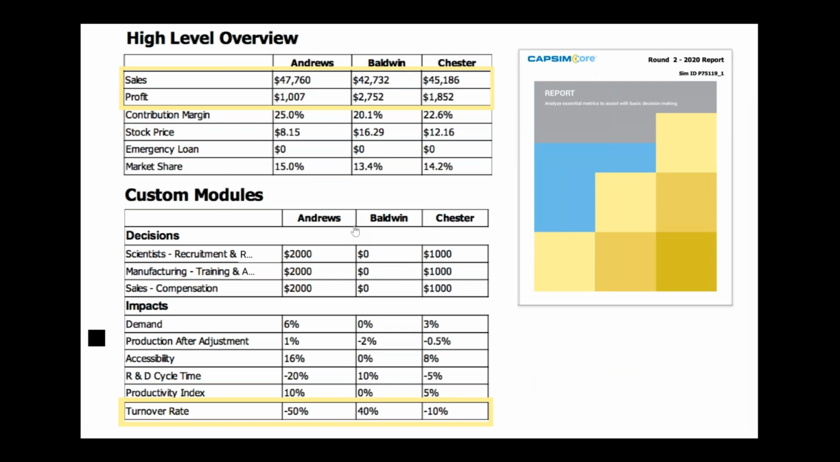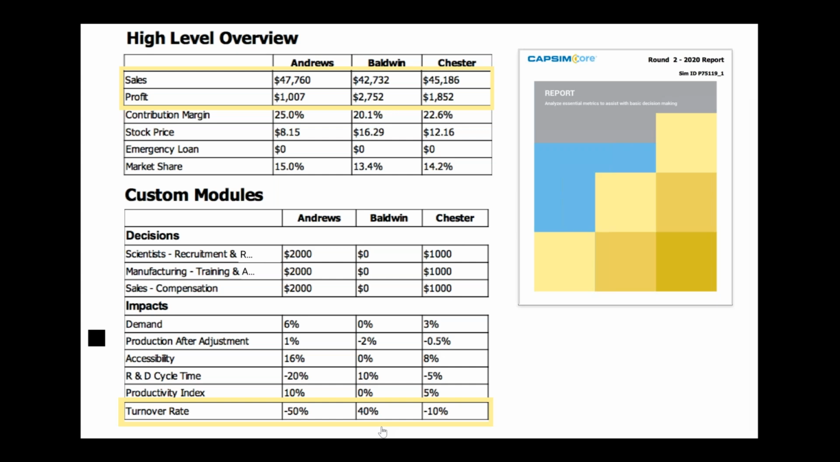If we take a look at the turnover rate near the bottom, we can see that Baldwin is having increased turnover, a 40% increase in turnover over those 2 years. And over time, this is really going to negatively impact their success. It's going to cost them a lot more to keep their employees trained and together.